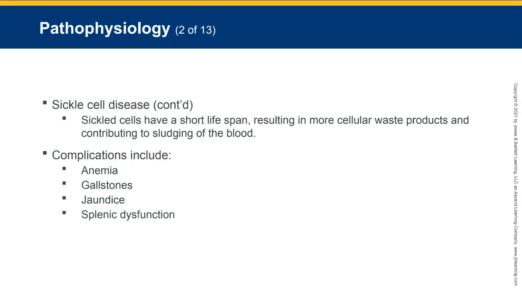Sickled cells have a short lifespan, which I mentioned earlier. These cells don't live very long, resulting in more cellular waste products and contributing to sludging of the blood, so the blood doesn't move very well. Complications include anemia, gallstones, jaundice, splenic dysfunction. Gallstone is the body is not removing waste properly, so the waste starts to form crystals. Jaundice is a liver issue, problems with the liver. Splenic dysfunction is going to be a problem with the spleen.